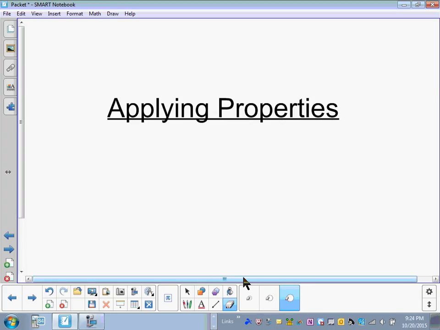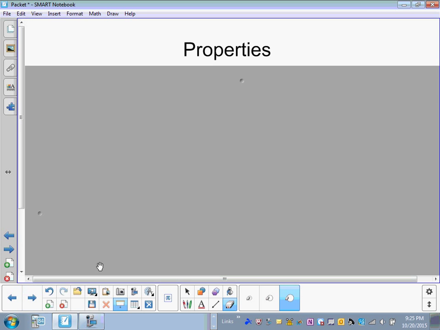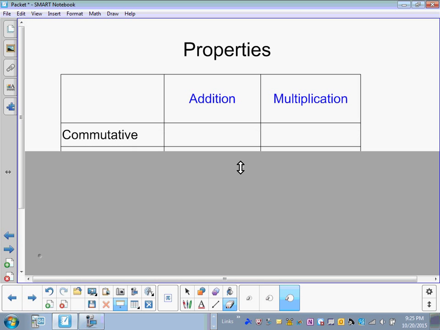This lesson is on applying properties. We've learned some properties and now we'll apply those. Before we begin, let's review the properties. We have a commutative property of addition and the commutative property of multiplication.